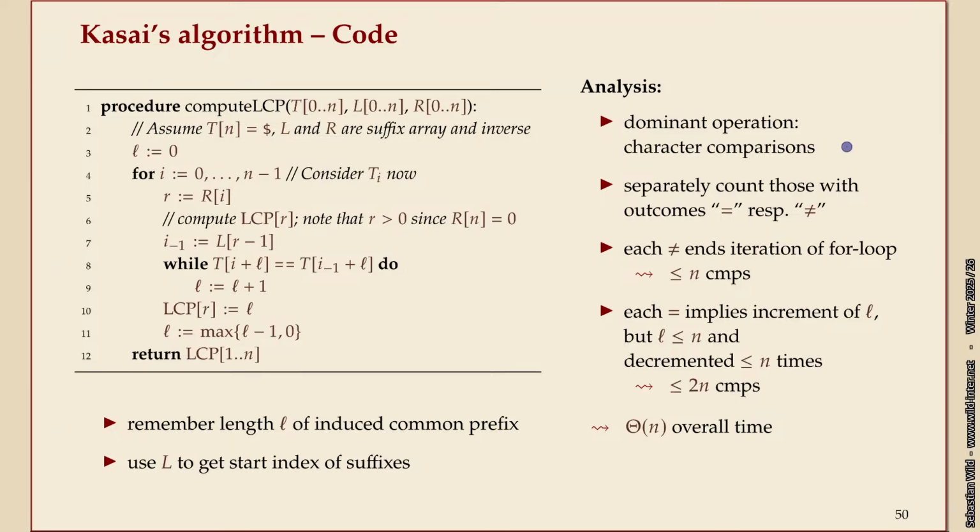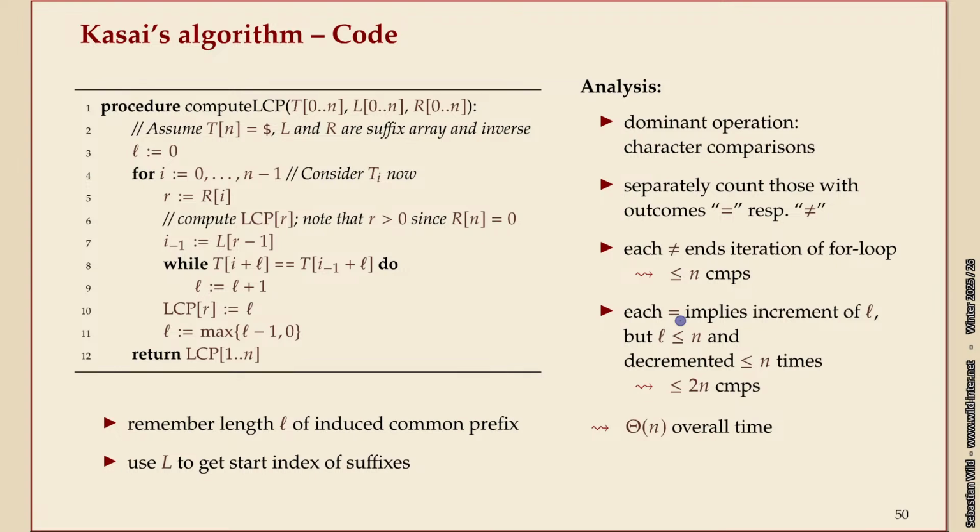The dominant operation is the number of character comparisons. And as for sorting, remember from last time, even if it's a while ago, it's clever to compute the number of comparisons you do separately for the ones that come out as equal and the ones that come out as not equal. The ones that come out as not equal are always those that stop this inner loop. And that means there's one of them per outer loop iteration, so linear. It's only one per value of I.